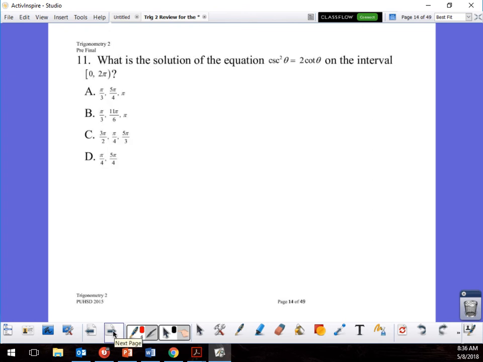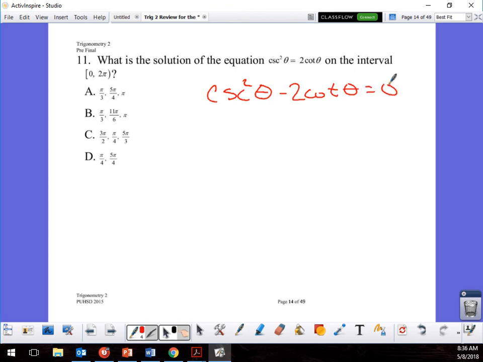What a solution of this equation right here. So class. Come on, at least try. What's the first thing I should do? Equal it to 0. So CSC squared theta minus 2 cotangent theta equals 0.